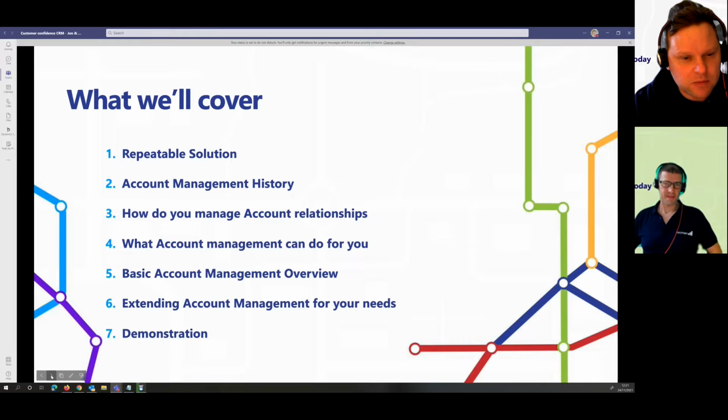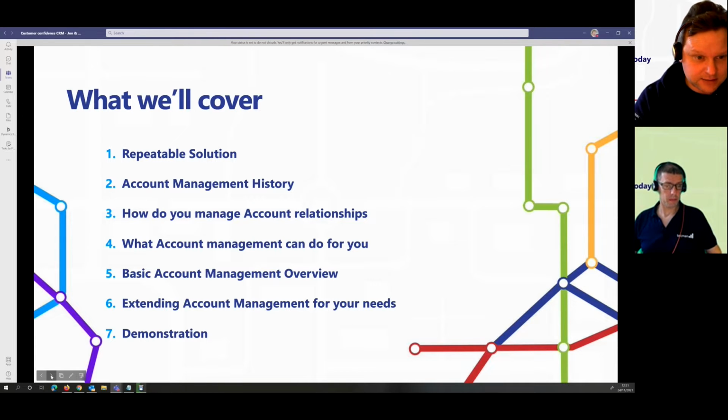So we've got what a repeatable solution is, and the history around the account management solution that we're going to talk about today. We're going to ask the question of how you manage your account relationships at the moment within your business, and then what the account management solution can do for your business. Then we've got a basic version of the account management, and then an enterprise version of it as well. And then, like I said, after that, we'll get into the demonstration.